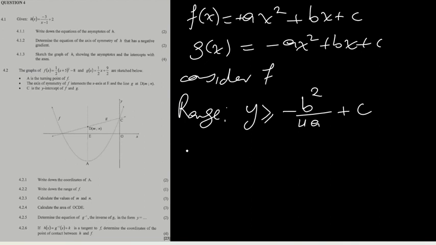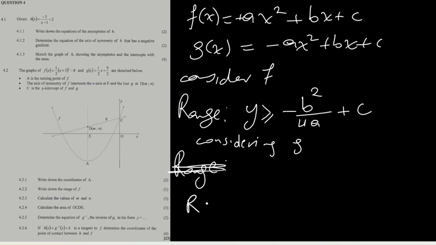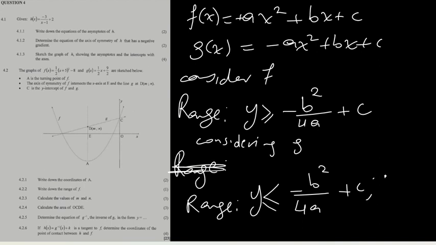because I want to show you all these formulas. Now we are considering the graph of g. So the range of g, let me write it here. The range of g, you would just say y is less than or equal to negative b squared over 4a plus c, such that y is an element of real numbers.